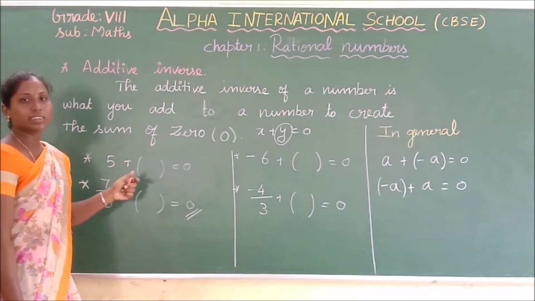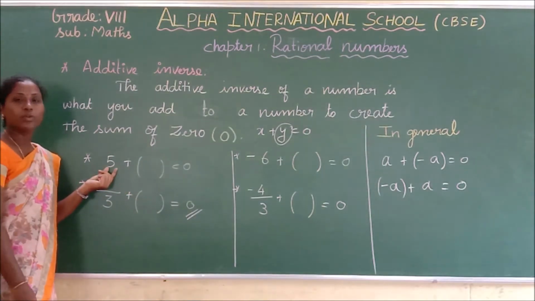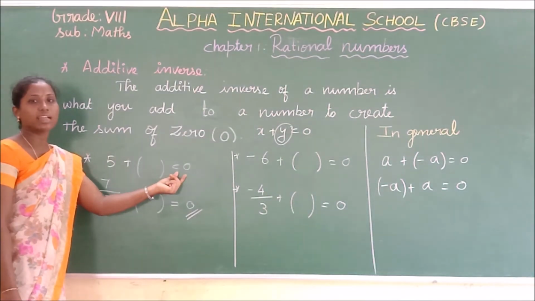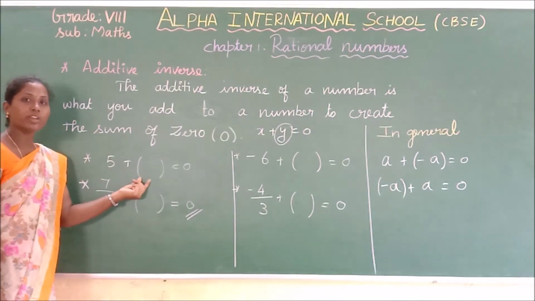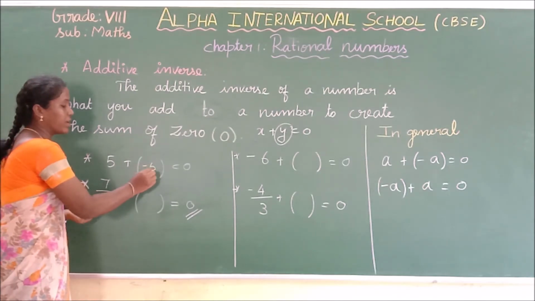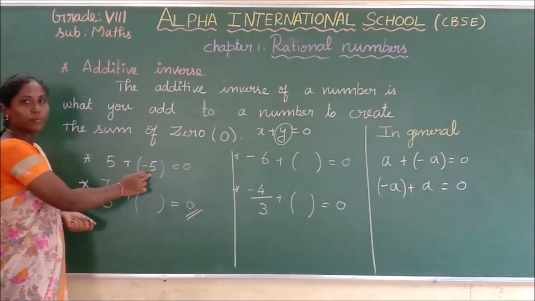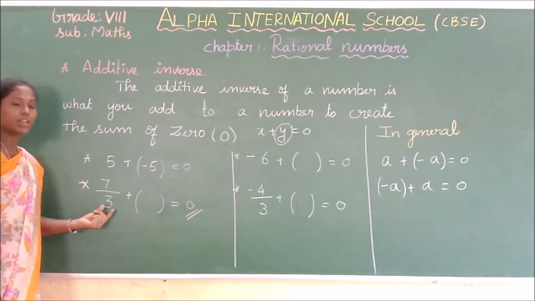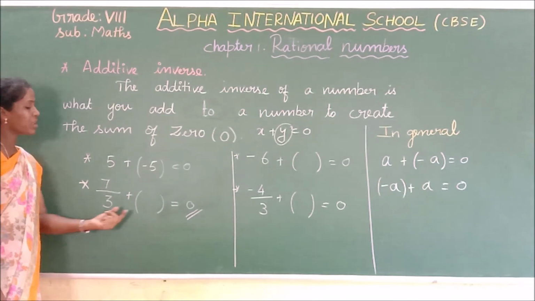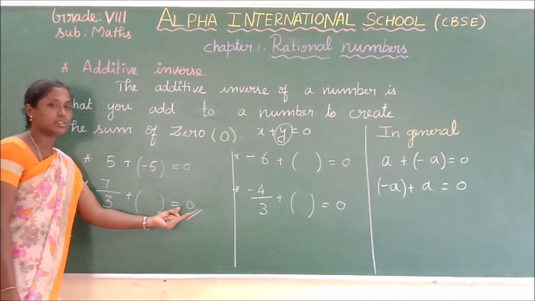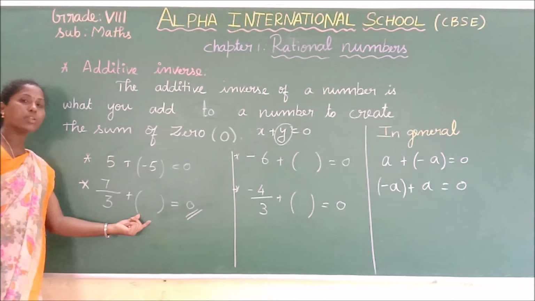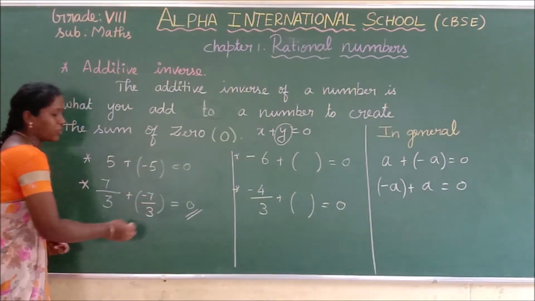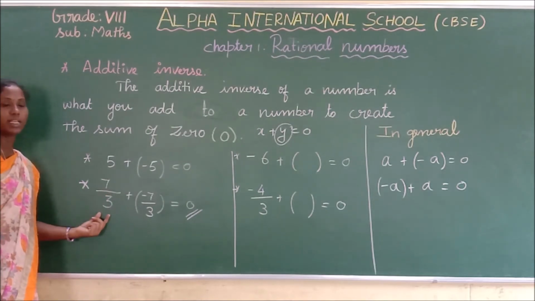We will see some examples. I am taking the number 5. If you add some number to 5, I should get the result 0. Which will you choose here? Minus 5. 5 plus minus 5 gives 0. Let's look at the second example. I am taking the fraction 7 by 3. What number should I add so that the result is 0? Minus 7 by 3. Minus 7 by 3 plus 7 by 3 gives 0.